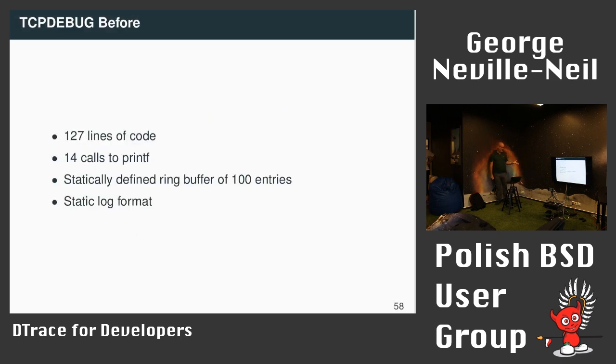The code itself was fairly compact, 127 lines, 14 calls to printf. Anyone who's ever had to implement printf on a system knows that printf is expensive and awful. So every one of those is expensive. And then it had a statically defined ring buffer of 100 entries. Why? Because it was written for a VAX. For those of you who are old enough to remember a VAX, it was a very large computer with a very small memory. It was a 32-bit machine. You could have put 4 gig in it, but you could never have bought the boards. So it had this tiny little ring, and it had a static log format, right?